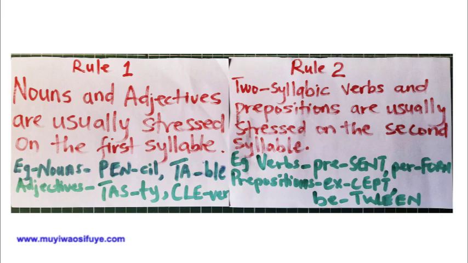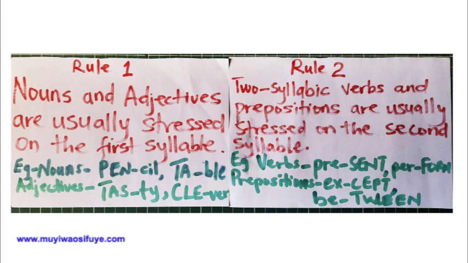Like for this Rule 1, where you have nouns and adjectives that are usually stressed on the first syllable, we have 2 examples each of nouns and adjectives. And you realize that the stressed syllables are written in capital letters and they are the first syllable of the words. E.g. for the nouns we have pencil, table. And for the adjectives we have tasty, clever. That is for Rule 1.